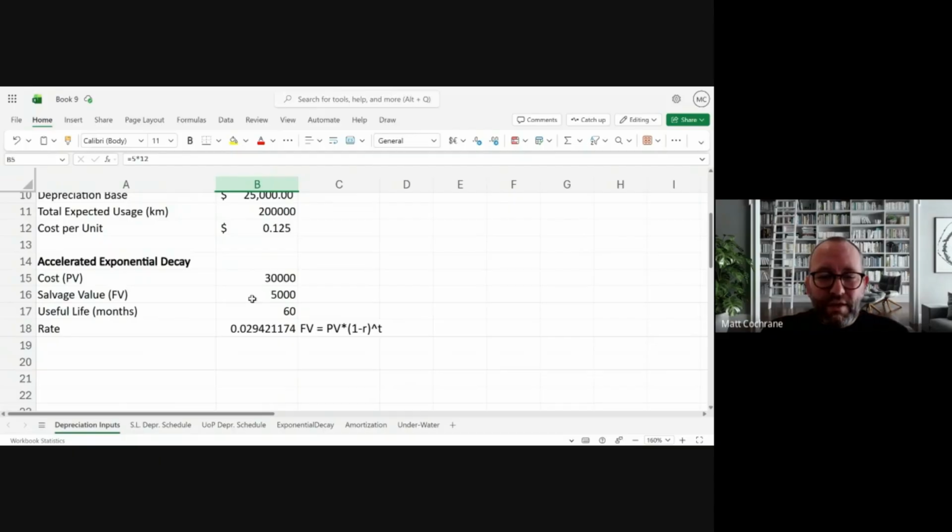Now, the way that we do that is we use this formula. The future value is equal to the present value times (1 minus r) raised to the power of t.